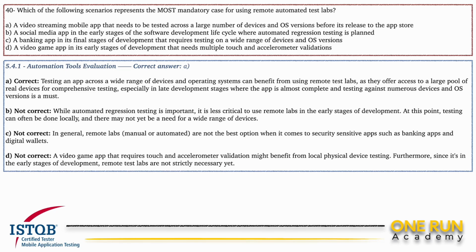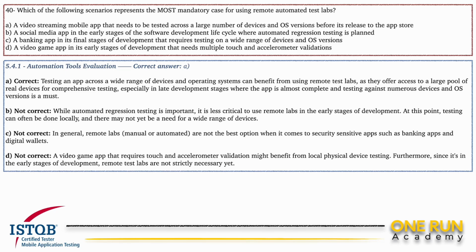Next, let's take a look at option B, a social media app in the early stages of the software development lifecycle where automated regression testing is planned. Obviously, this is not correct because the app is still in the early stages of development, and typically, at this point, the focus is more on functionality than on testing across multiple devices and OS versions. Automated regression testing is important, but in the early stages, it can often be done using a limited set of devices or emulators locally, rather than requiring access to a full remote test lab. There's no urgent need for remote testing here.